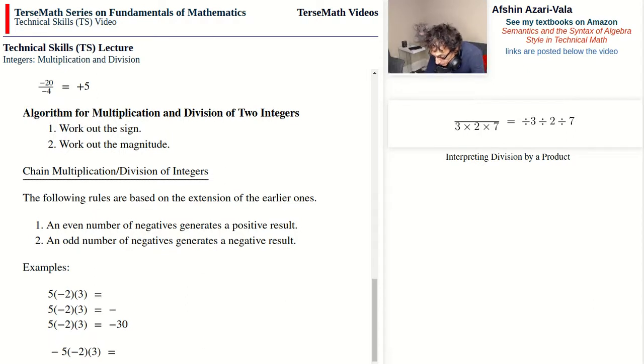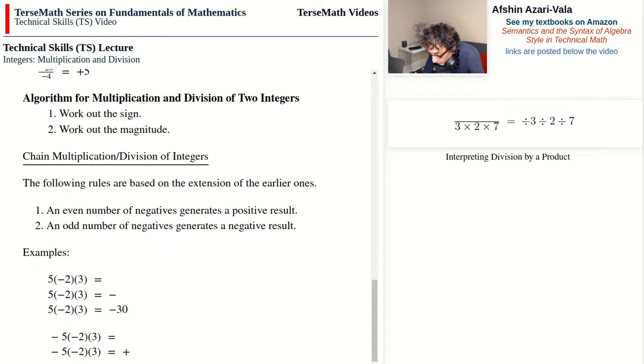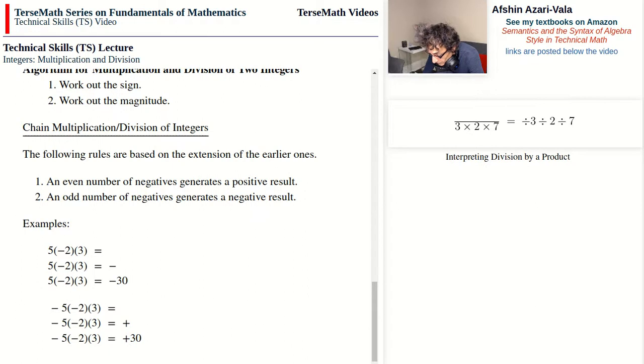Same size numbers, but now we have negative 5 to begin with. So we have negative 5 times negative 2 times 3. We work out the sign first. There are two negatives. That's even. So the answer will be positive. Now normally we don't write the positive down, but I'm going to write it down just for emphasis, that you work out the sign first. And then once you've worked out the sign, then you can ignore the signs. And then you multiply 5 by 2 by 3 to end up with positive 30.